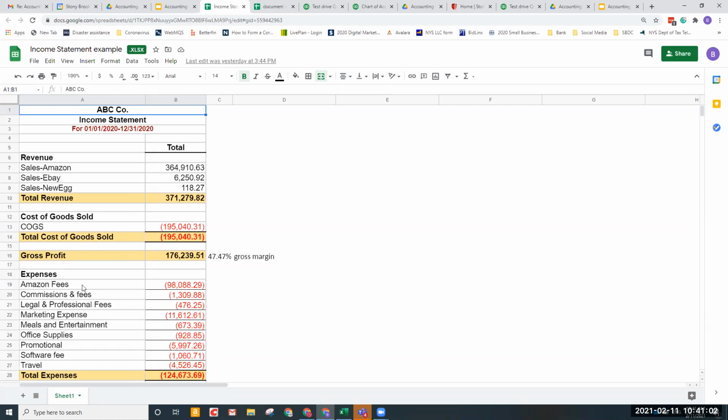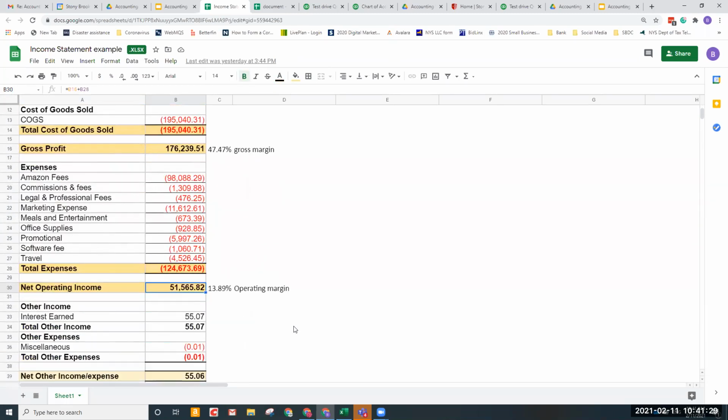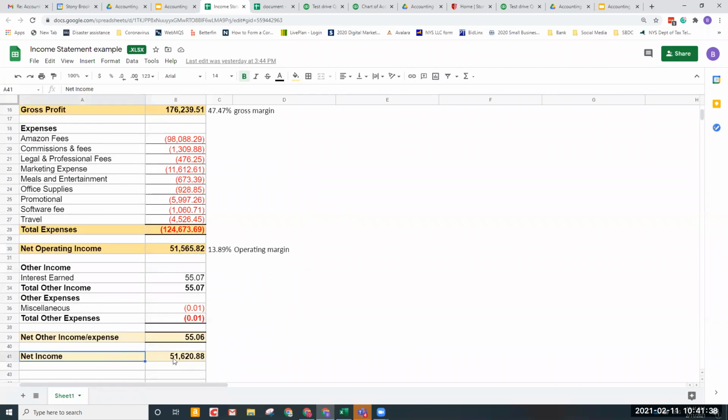Other business-related expenses are usually called SG&A. The selling, general, and administration expenses are listed below the gross profit. Subtracting the SG&A from the gross profit generates the net operating profit. Some other miscellaneous income or expense may also be incurred during this time period, and the net income at the bottom is the amount that you should pay tax for.